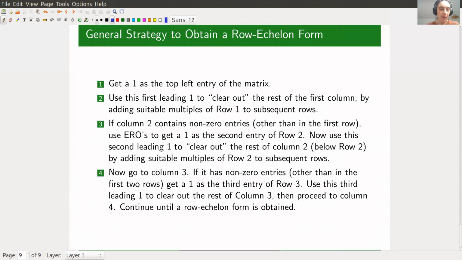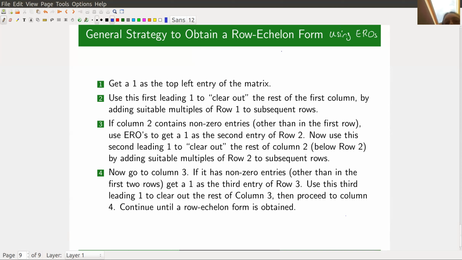Okay, so a general strategy, usually applicable if you are trying to solve a system of linear equations, to get a matrix into row echelon form is as follows. First step, get a 1 as the top left entry. And what you're allowed to do here, maybe I should have said this in the title of the slide, is use elementary row operations. Okay, that's the game. You can apply elementary row operations to some matrix, and your goal is to get it into row echelon form.